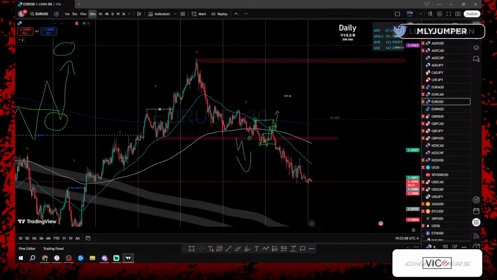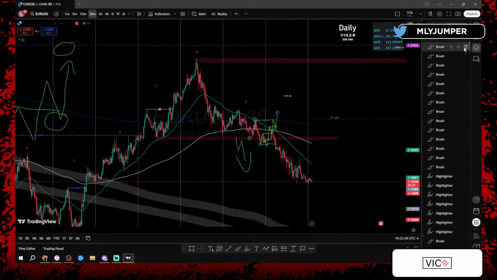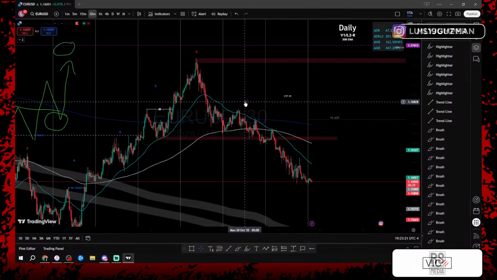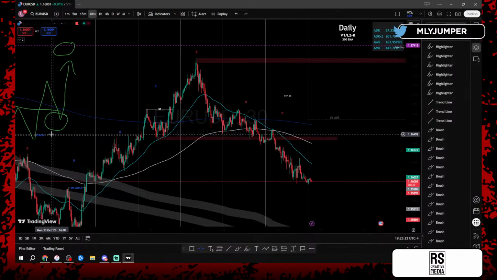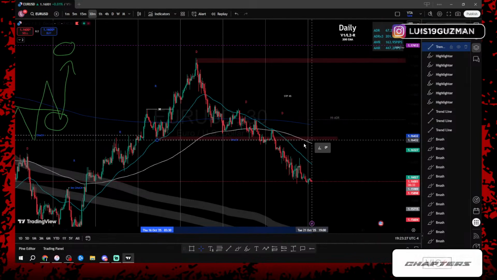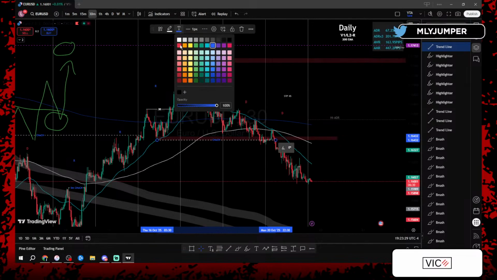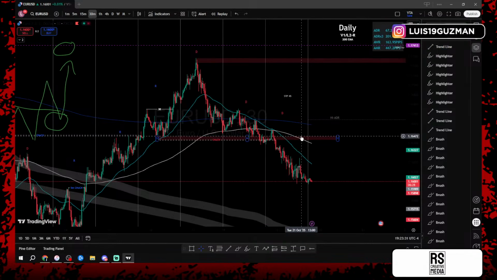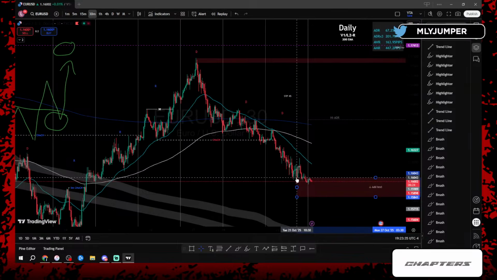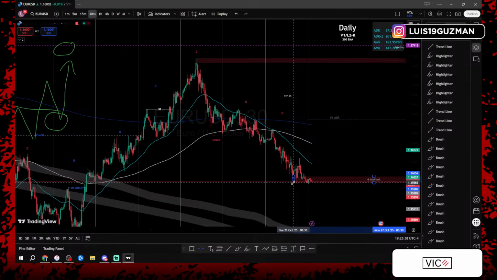Right? This is another pair. Let me go ahead and delete some of these drawings here. Right? We have 3 days of drop. We have a change of character to the bottom side. And we're trading between, we still don't have a set low just yet, but I'm going to mark up this entire area here.